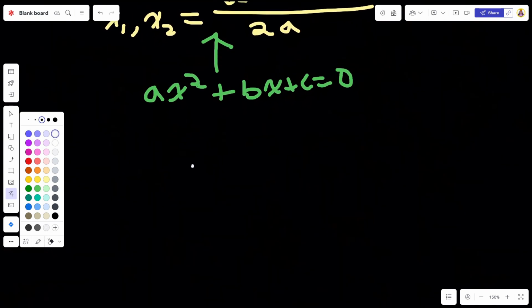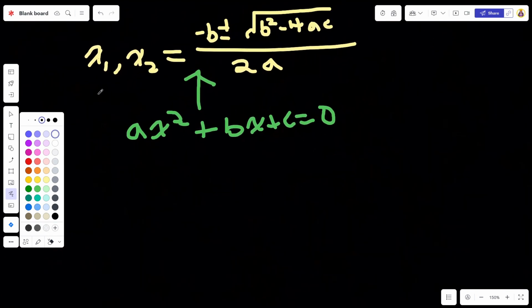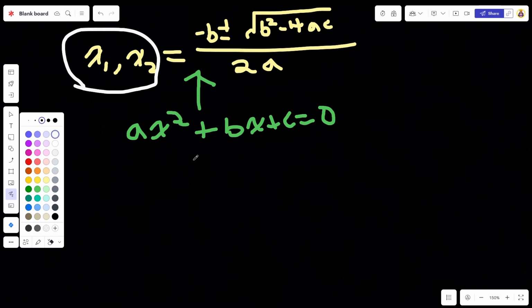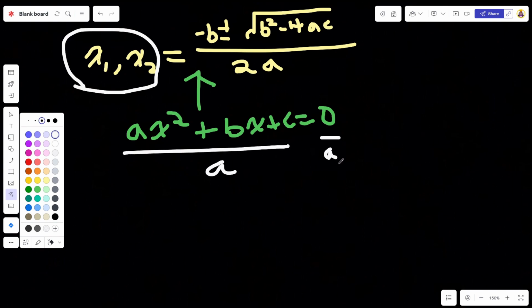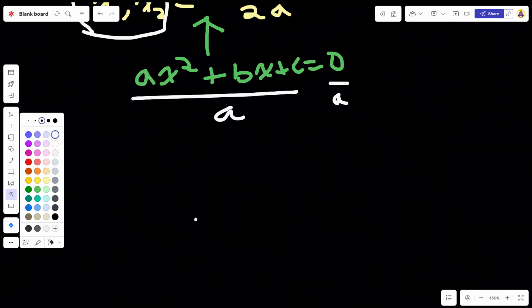So first things first, when we look at this, we have the solutions for x on this side and then everything else on the other side. And over here, we have everything together on one side, and we don't want that. First, we can see there's a coefficient of a next to the x squared, and we don't want that. So let's start out by dividing everything by a. Divide both sides by a, and of course 0 divided by a is 0.